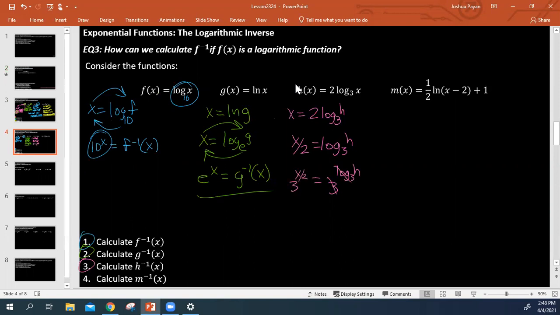It is an equation, right? And that leaves me with the exact same answer of 3 to the x over 2 is equal to h inverse of x. Still works out the same way.